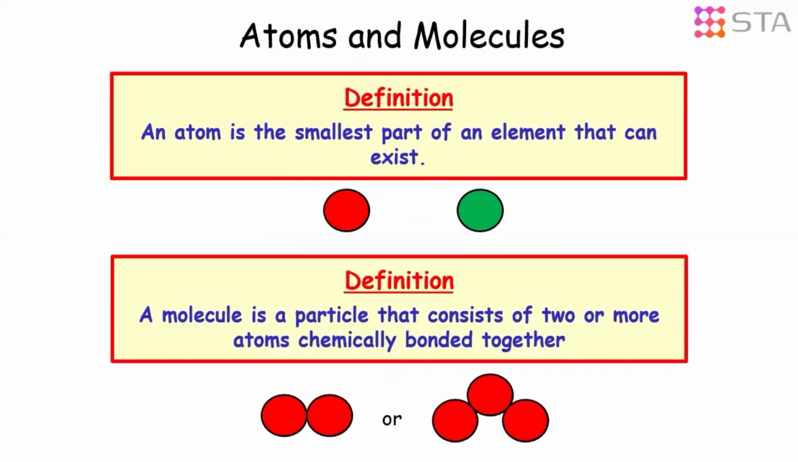Okay, so just to recap the definitions of atoms and molecules. An atom is the smallest part of an element that can exist. And a molecule is a particle that consists of 2 or more atoms chemically bonded together.